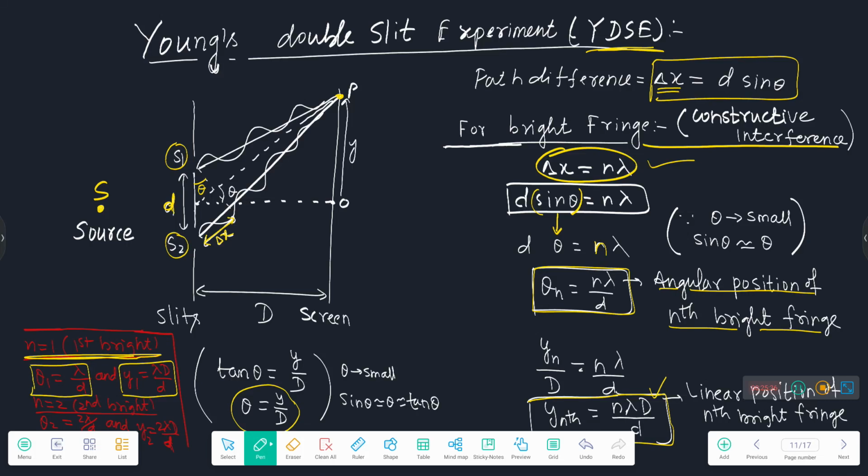Understand everything carefully. Similarly, you can find the second bright fringe, both angular position and linear position. Are you able to understand? Yes or no? Now next, listen.